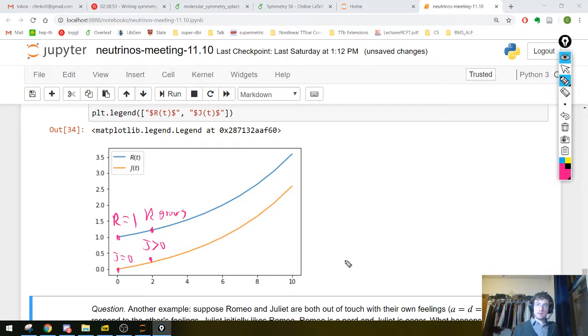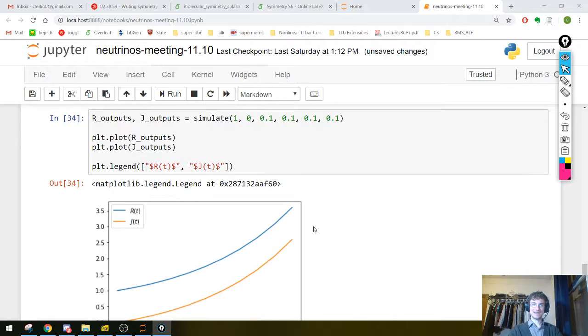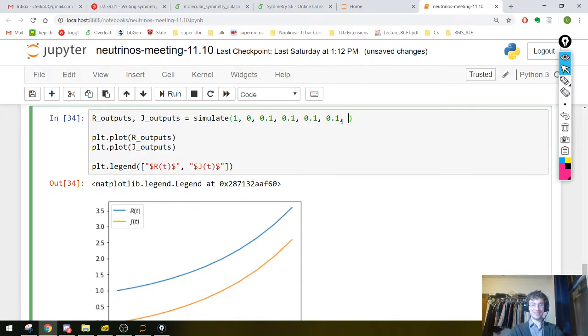Then you can see it just starts to skyrocket. I cut it off at 10 because it gets so high. That's the end of their life, 10. They have 10 days left, and then they're both dead. Well, that's what happens in the actual Romeo and Juliet, so it's not far off.